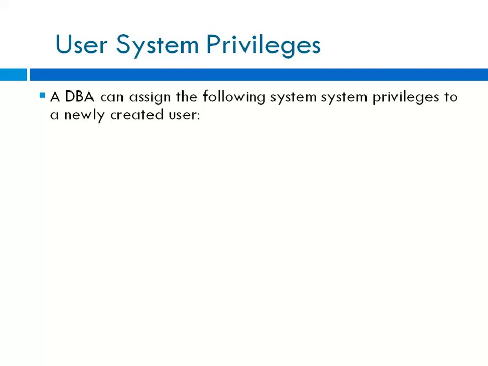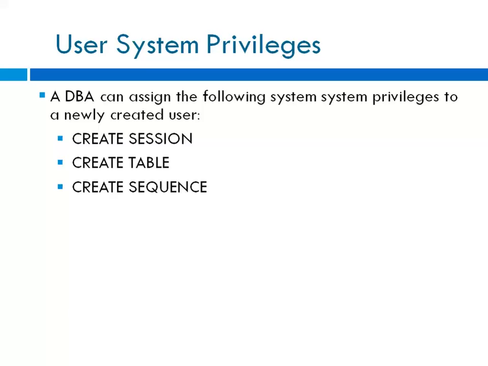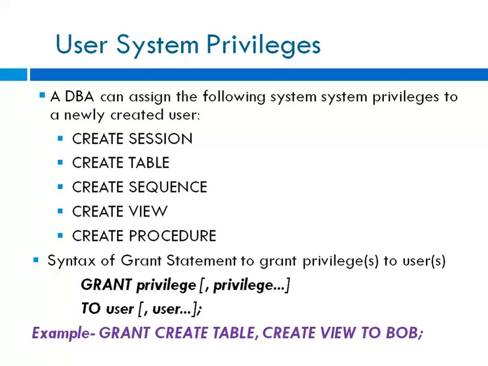Now, user system privileges. What are the user system privileges available? A database administrator can assign the following system privileges to a newly created user. First is create session, create table, create sequence, create view, or create procedure. So how are the user system privileges assigned? It is assigned by using the grant statement.